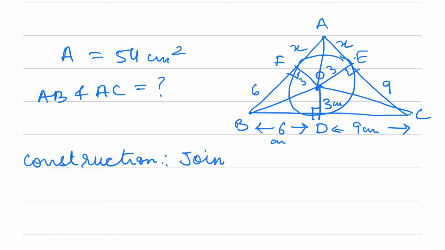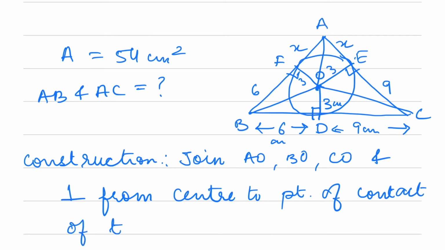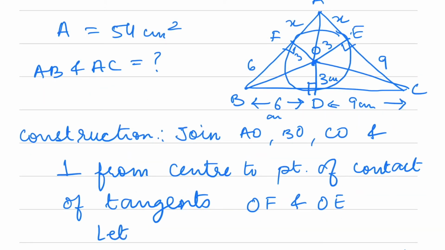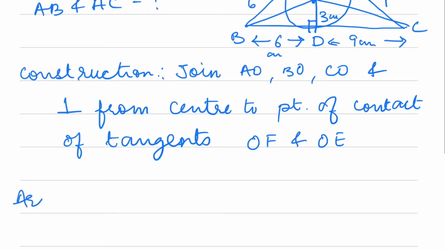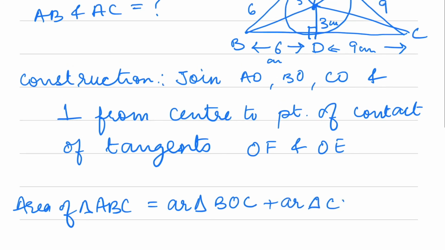Construction: join AO, BO, and CO, and the perpendicular from the center to the point of contact of tangents, OF and OE. Let AF and AE be equal to x centimeters. Now I can say the area of triangle ABC is equal to the area of triangle BOC plus the area of triangle COA plus the area of triangle BOA.